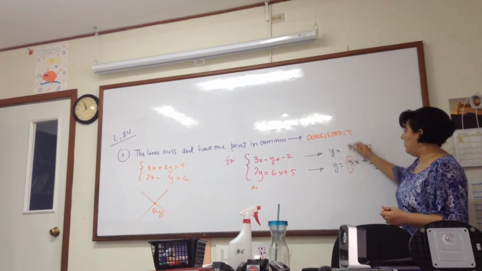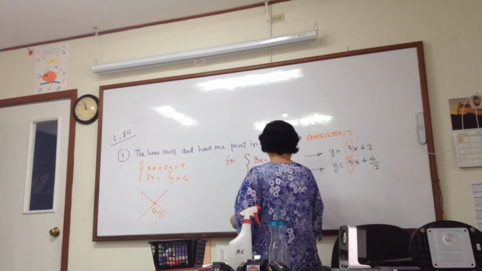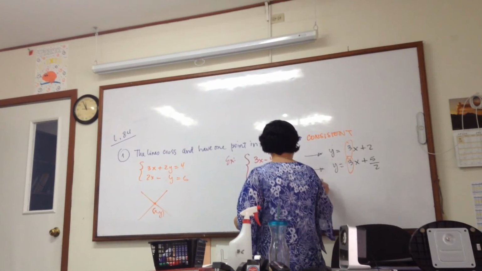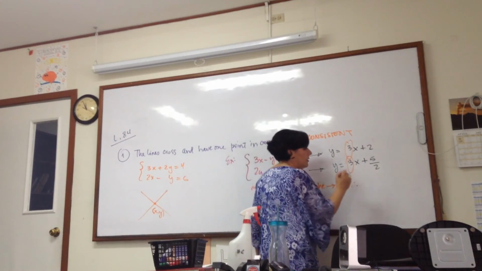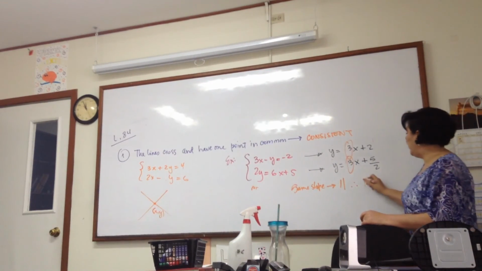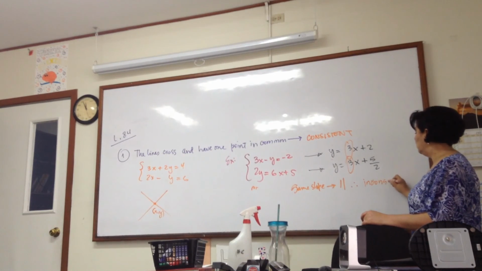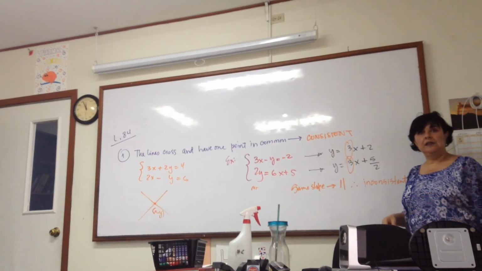What happens? So then it's dependent. They have the same slope. Dependent. Same slope means they are what? They are parallel if they have the same slope. Therefore, they are dependent. Inconsistent. Is there a mistake? Don't copy. I was looking at it. Okay? Is it clear?